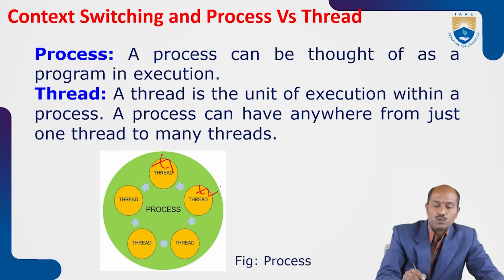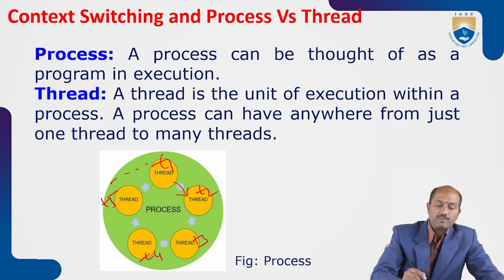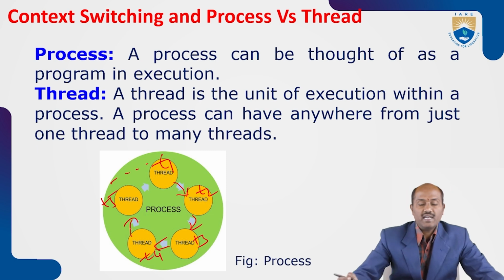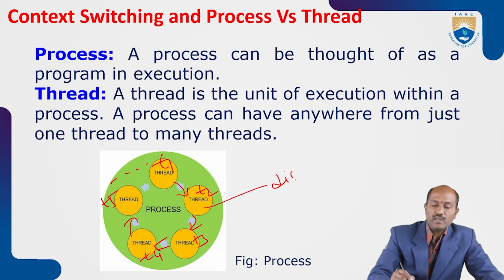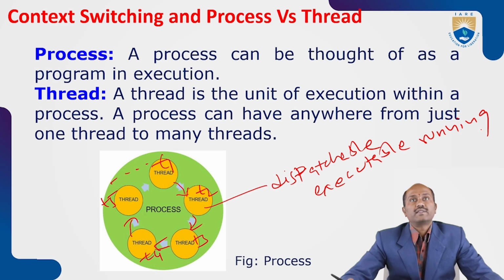Thread 1, thread 2, thread 3, thread 4, thread 5, or many more threads exist inside a process. So when one process is running, the threads inside are also running. These run in a cyclic action. A thread is also a dispatchable executable unit inside the process. Those are also running inside the process. A process can have one thread or many threads, and it executes the threads in a cyclic action.